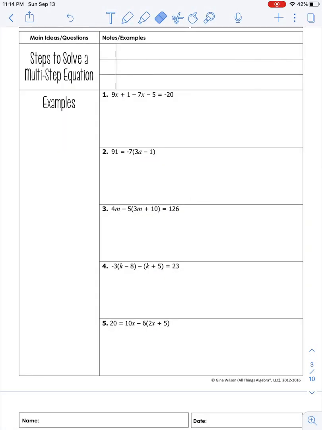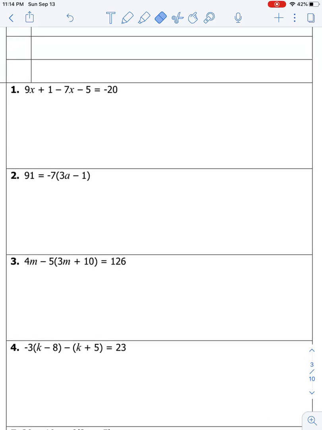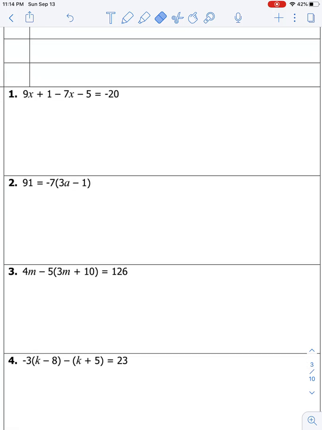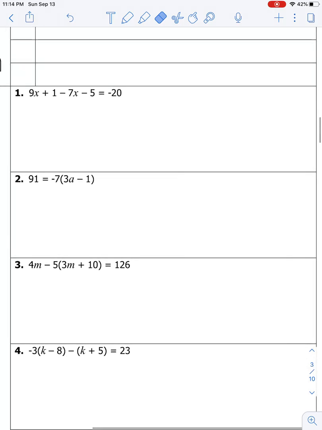Okay, so now we're going to be starting multi-step equations. In multi-step equations, you're going to have to be doing a lot of combining like terms. So let's take a look at number one right here. On number one, we've got four terms on the left side.